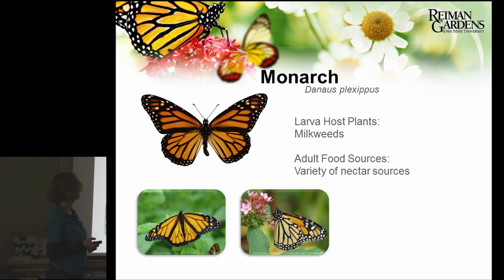The orange and black wing patterns with the black on the margins of the wings. Males can be distinctive with these 2 black spots on the hind wings. Those are a pheromone gland. These guys like to nectar on a variety of flowers in the garden, and they use milkweed as their host plant.